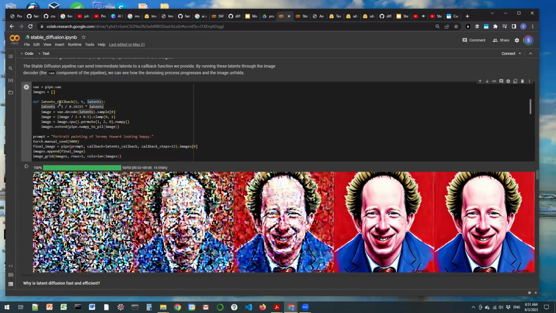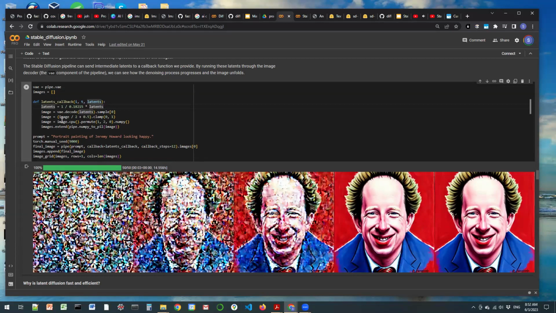So we take what this code does, which is essentially save the images as part of the inference process, so that we can see the images at the various steps of the process. The prompt is this, and the final image is the pipe, given the prompt. We pass in the callback, which is this latents callback, and we have 12 steps in the latents callback. So if the overall number of steps was 60, and the callback happens every 12 steps, obviously we'll get 5 images, which is why you see these 5 images.